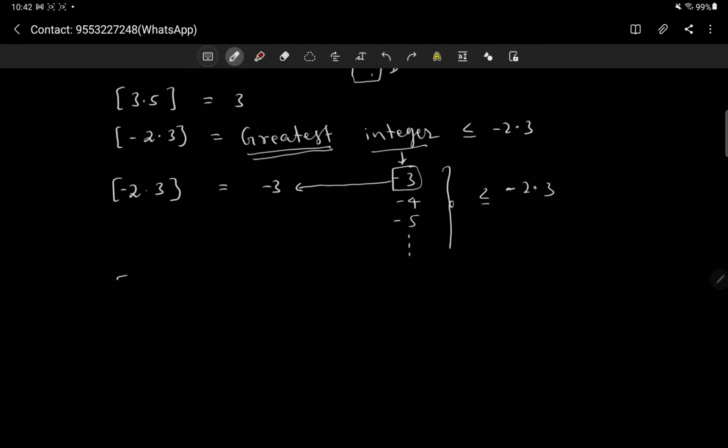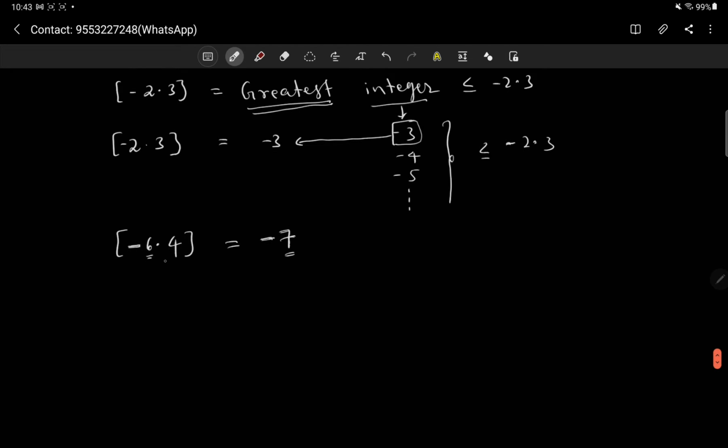I am giving one more example. See here, step of minus 6.4 is equal to minus 7. Okay. In case of negative numbers, you have to take this negative sign anyway. I have taken this negative sign, and you see this number 6. 6 plus 1, 7, you write. In that way you can remember, in case of negative numbers that are not integers.